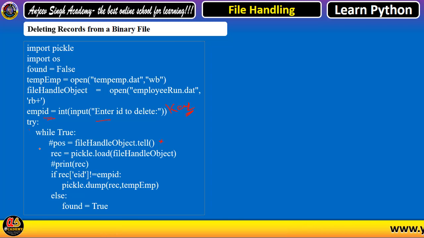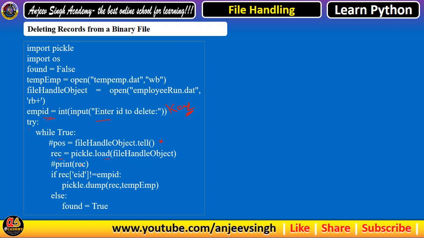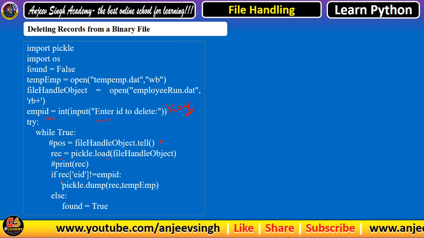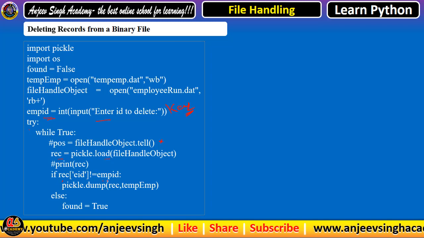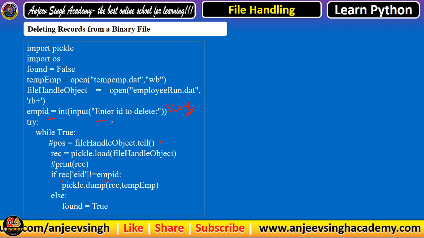Try except, otherwise you will get a runtime error. So now I have opened the file. The file is already open. I'm reading the one record. So one record is read and loaded in this. And now I'm checking that the EID of the record matches the employee ID which I entered here.